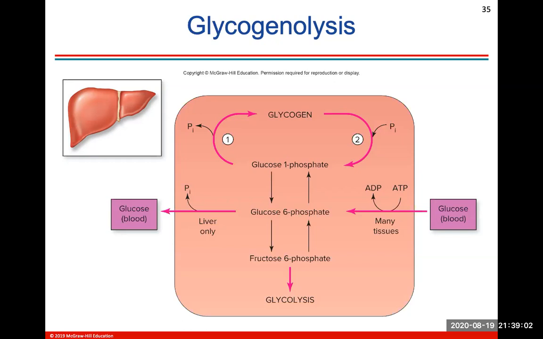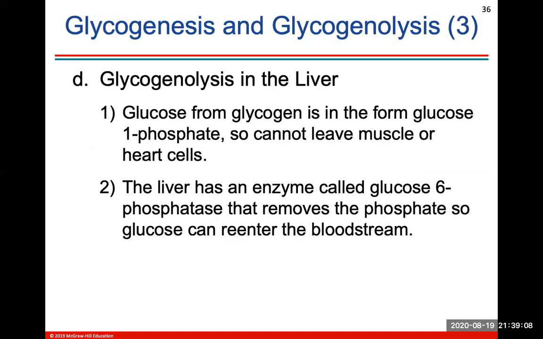Well, your liver is the big reservoir of glycogen, but you also might find some in your skeletal muscles. So here's glycogenesis in the liver. Again, it's storing glucose in the liver as glycogen.